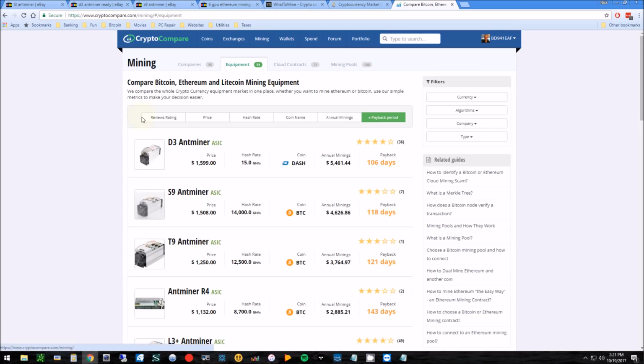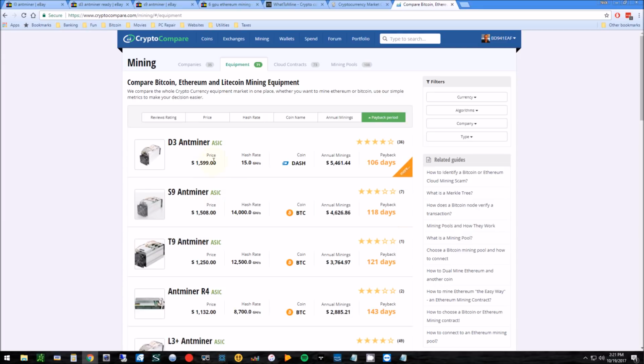All right, so let's get right into it here. So I'm going to show you a couple different websites that will help you to try to figure out which one's the best. So first one's CryptoCompare.com/mining. Now this will give you a rough idea of what's out there right now. As new devices come out, this will change. The problem is it's giving you the stock prices if you purchase directly from Bitmain.